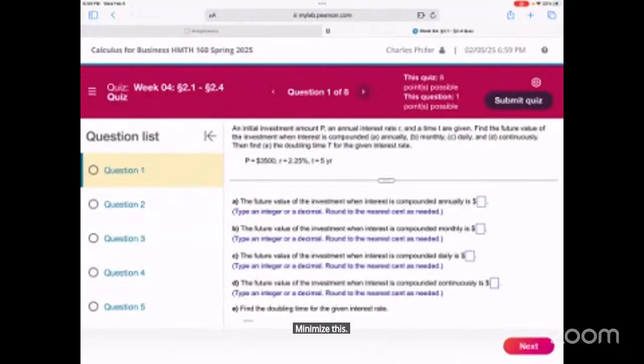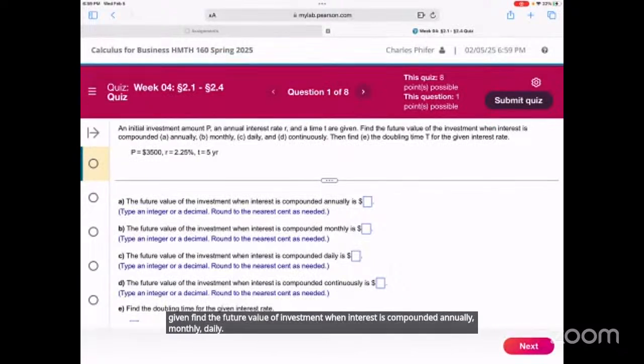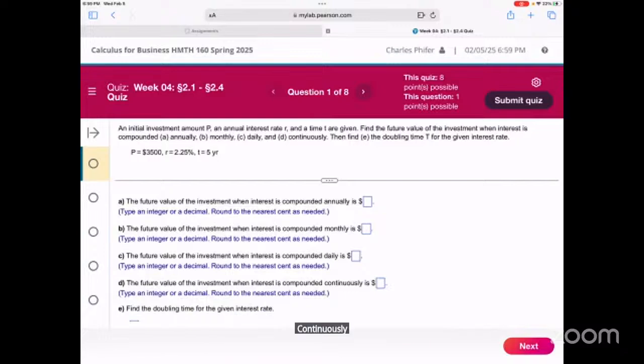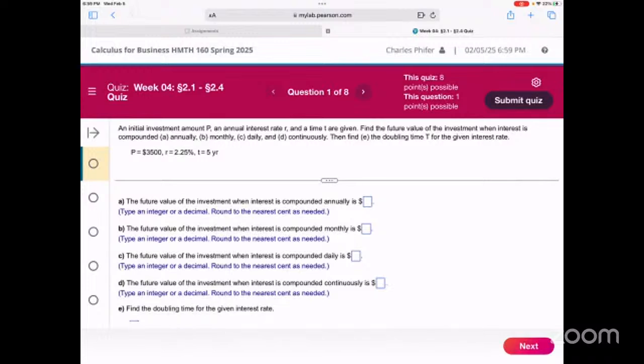Initial investment P, annual interest rate R, and the time T are given. Find the future value of the investment when interest is compounded annually, monthly, daily, and continuously, and then find the doubling time. Okay, future value, so compound interest. It's P times (1 plus R over N) to the power of NT, right?